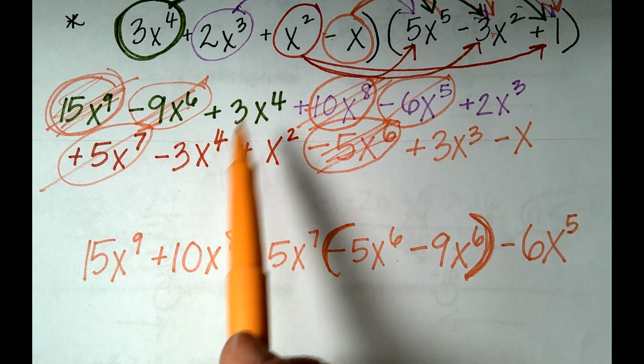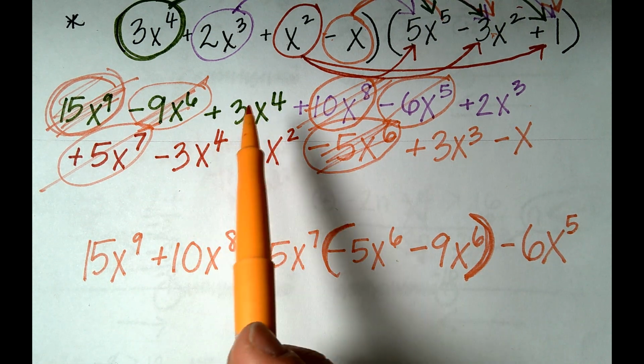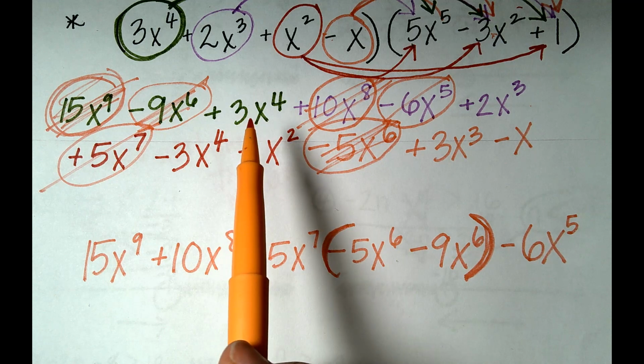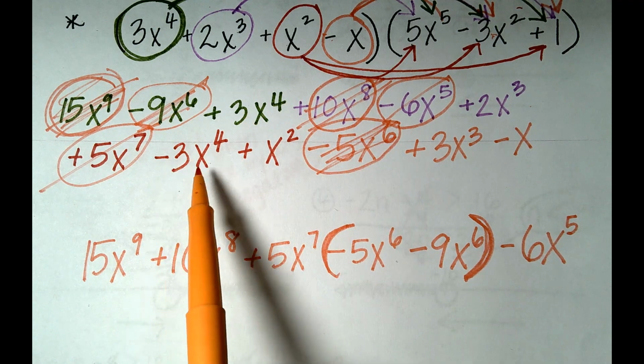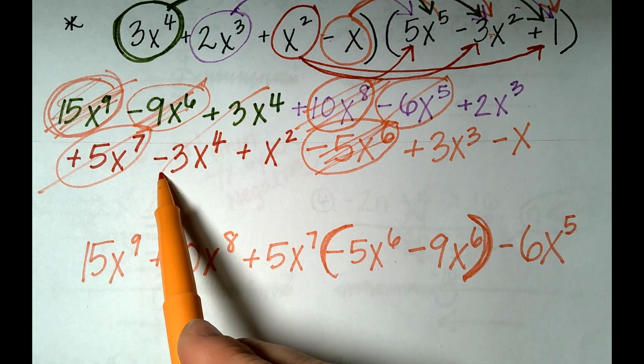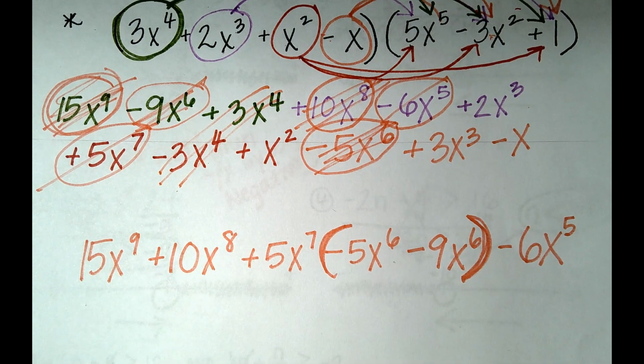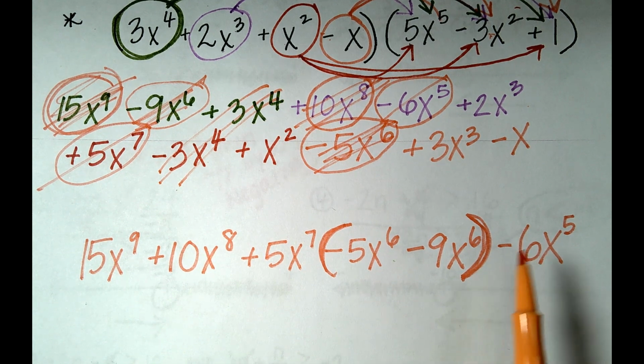What's going to happen to these? These cancel out. I have plus 3x to the fourth. I have minus 3x to the fourth. They cancel. I don't need to write them. Same number, different sign, they cancel. Okay. How about 3?